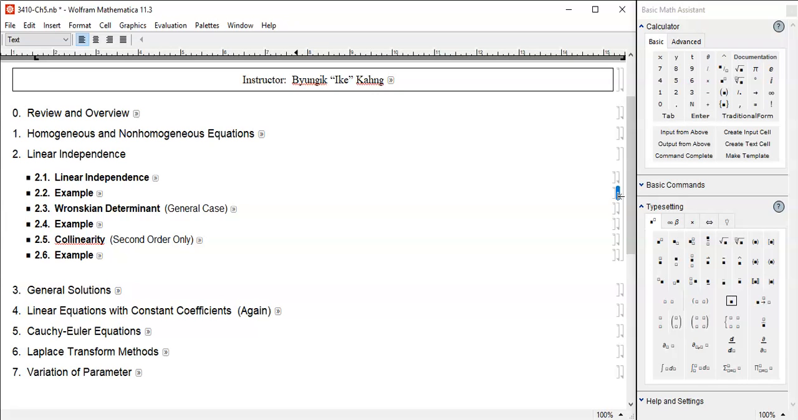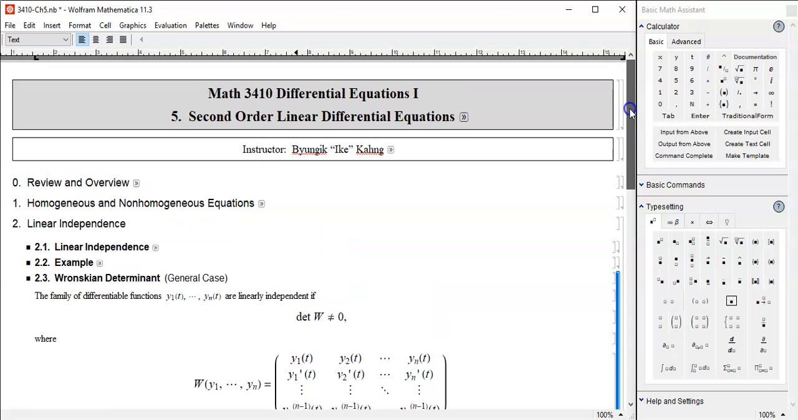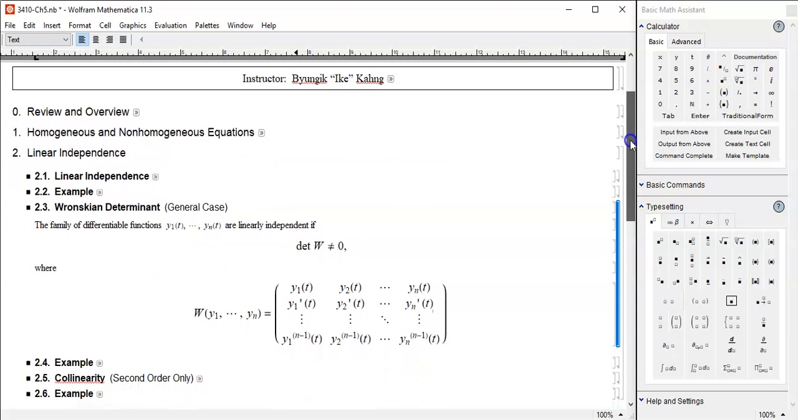Now, the next topic we have to talk about is the Wronskian determinant, and a forewarning. I don't emphasize this very much, even though our textbook author emphasizes it a lot. As a matter of fact, every single differential equation textbook I've ever seen emphasizes the Wronskian determinant a lot. I don't. Let's talk about it.